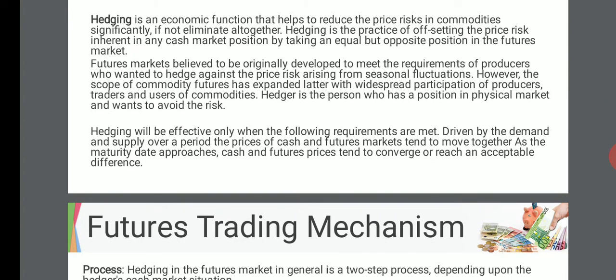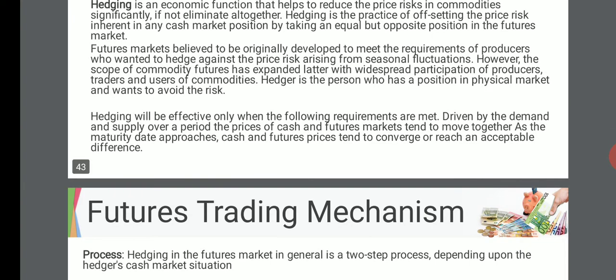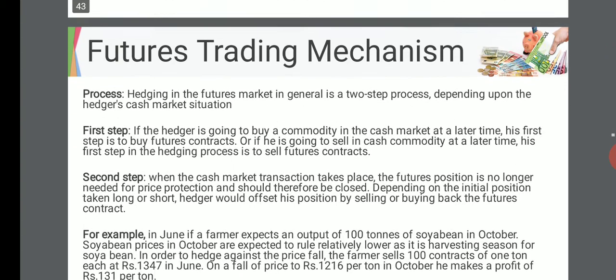Hedging will be effective only when the following requirements are met. Prices are driven by demand and supply over a period. The prices of cash and futures markets tend to move together. As the maturity date approaches, cash and futures prices tend to converge or reach an acceptable difference.